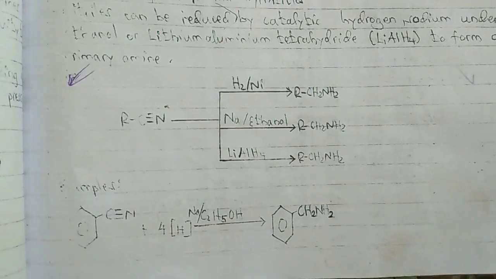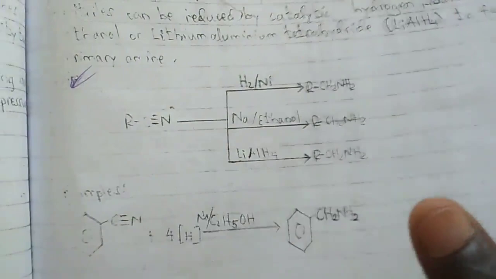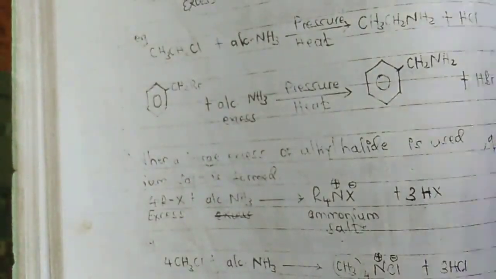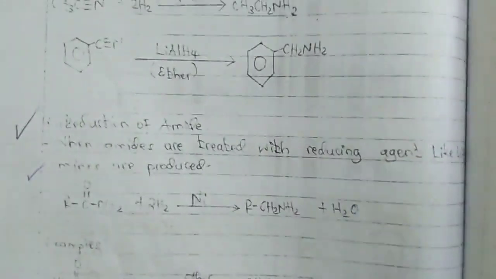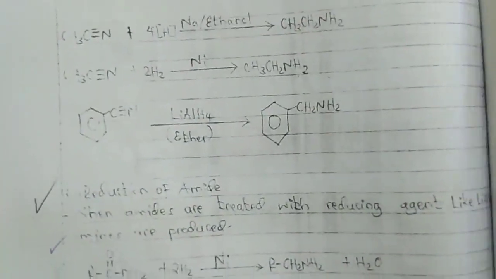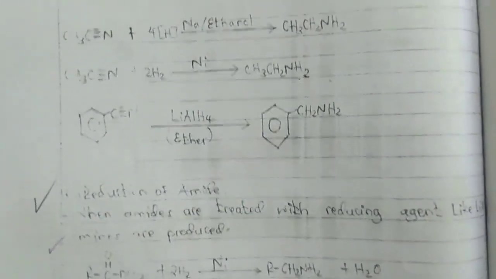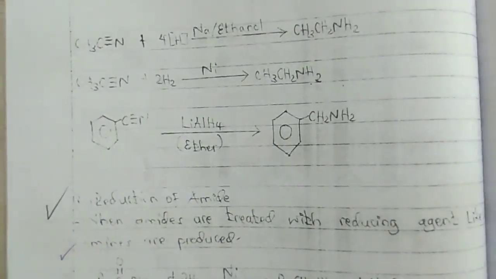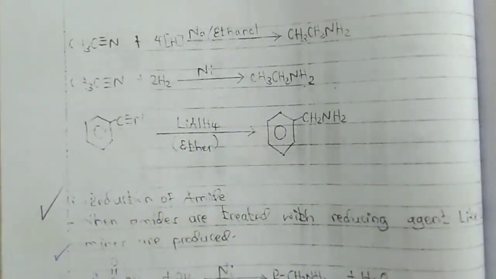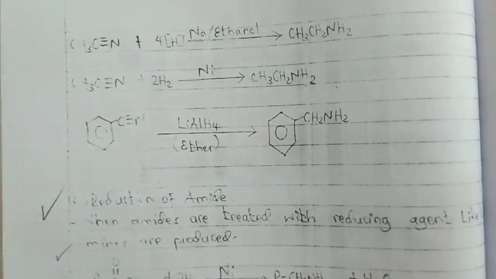Tuna convert hizo aryl or alkyl nitriles as we discussed in the previous session regarding the cyanides and the isocyanides. That is the third category of reaction which we can use in the laboratory to prepare amines. And we have the examples of the reaction, kama unavyoona hapo.